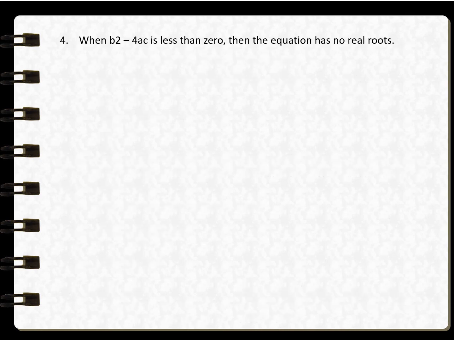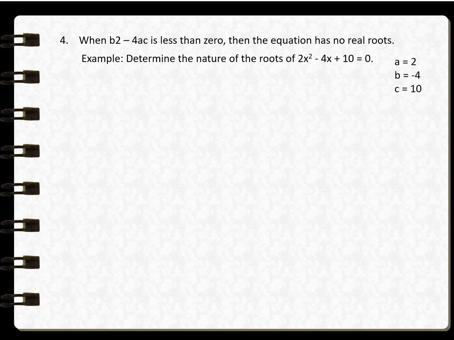Number 4. When b squared minus 4ac is less than 0, then the equation has no real roots. So, example, determine the nature of the roots of 2x squared minus 4x plus 10 equals 0. So, get the values of a, b, and c. So, a is 2, b is negative 4, and c is 10. So, from b squared minus 4ac, magiging negative 4 squared minus 4 times 2 times 10. So, that is 16 minus 80. So, 16 minus 80 is negative 64.